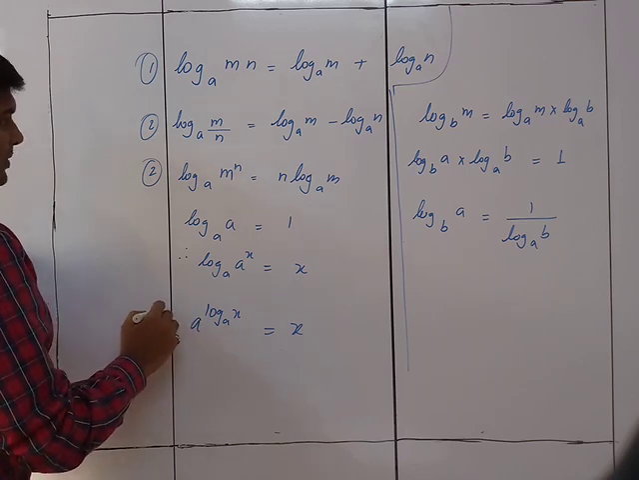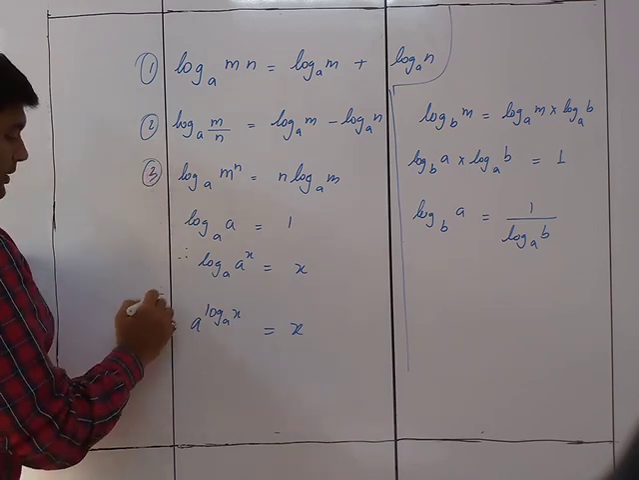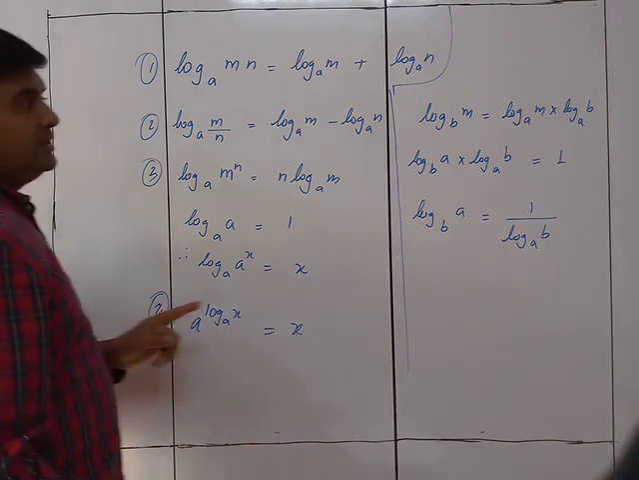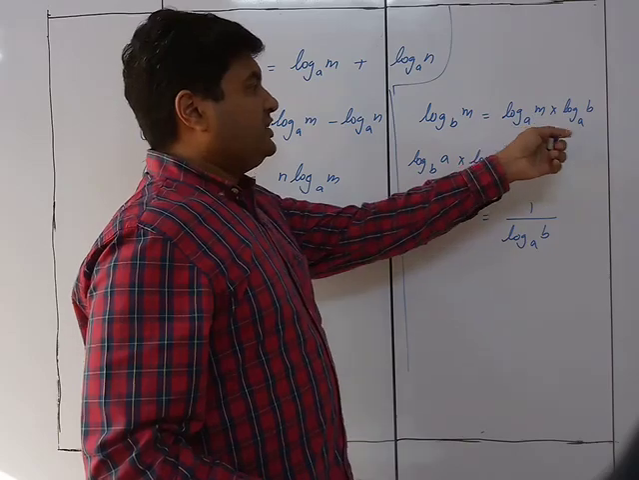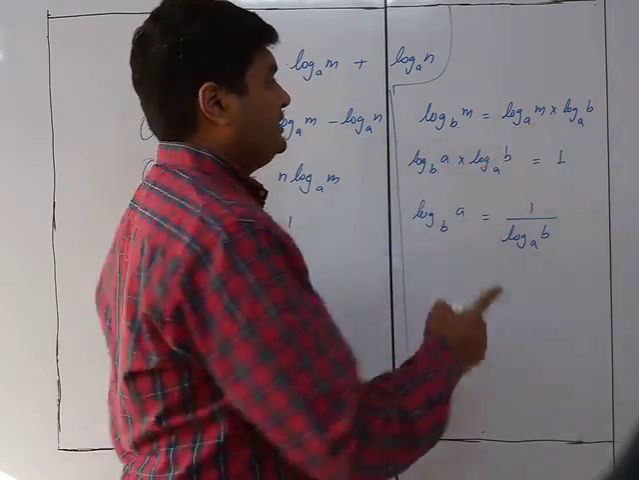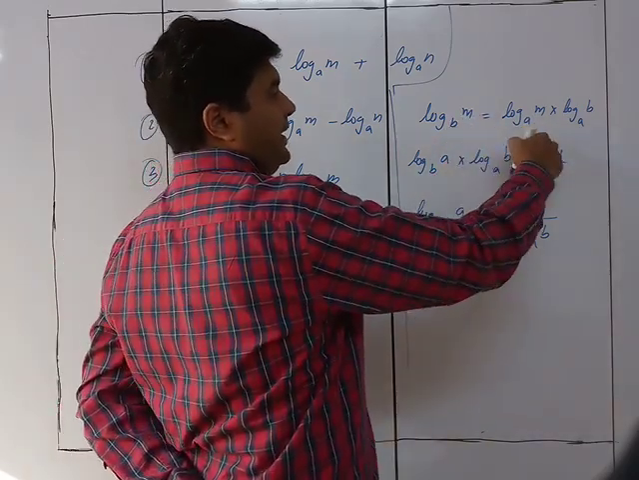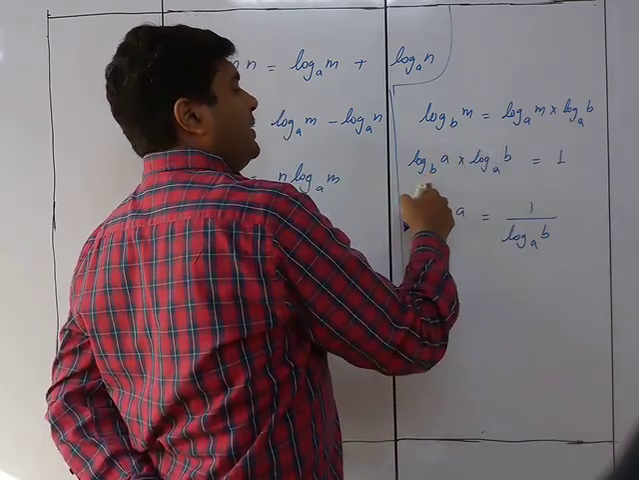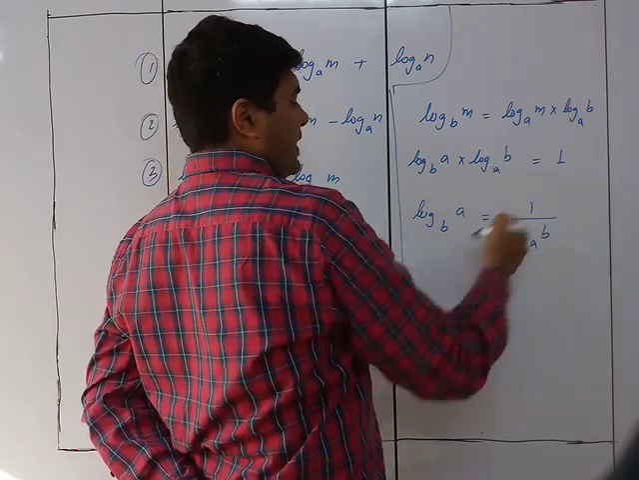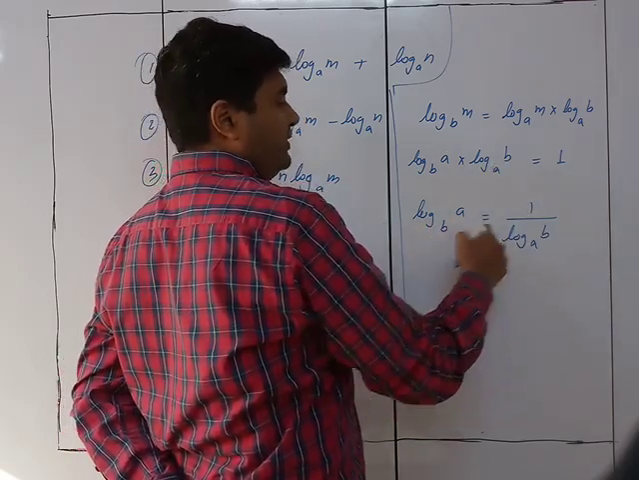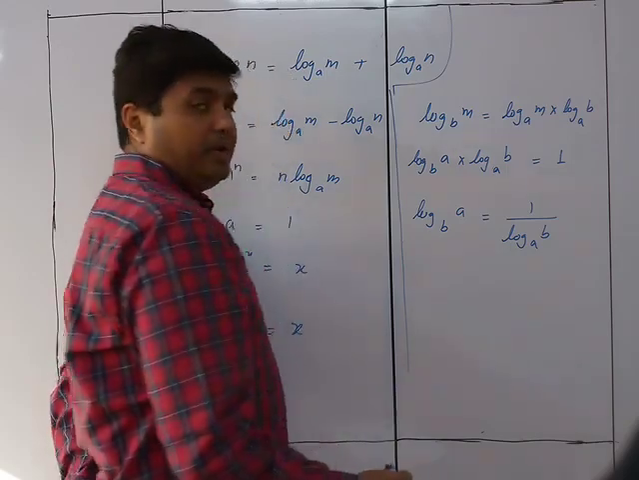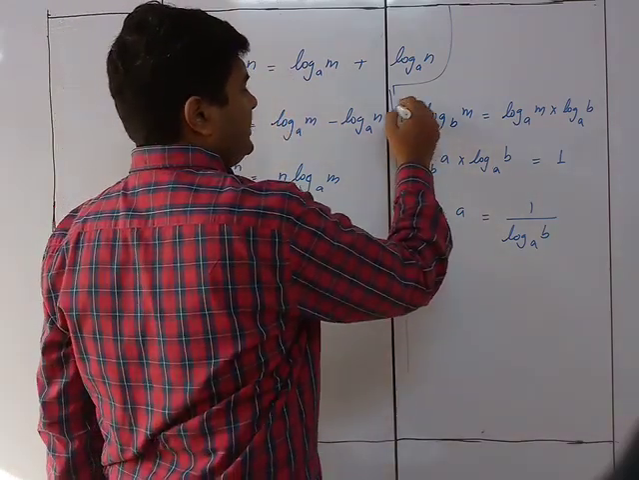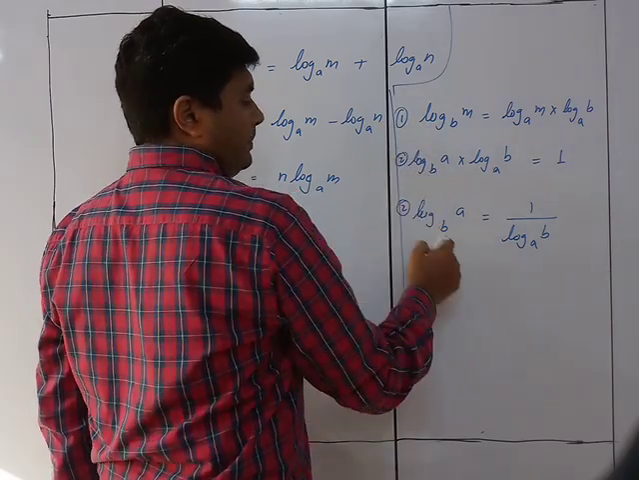This is the third formula, and the fourth formula over here is that a raised to log of x to the base a is equal to x. If I want to change the base from b to a, I just need to take the log of this by a and b by a. Log of a to the base b times log of b to the base a is 1, and log of a to the base b is also equal to 1 upon log of b to the base a. These are the formulas for change of the bases.